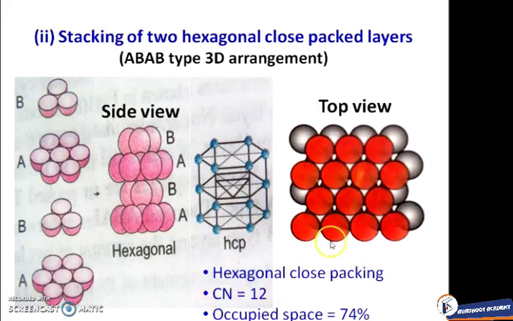Coordination number is 12. It means each sphere is in contact with 12 other spheres. For example, if you consider this, surrounding or adjacent to this, there are 6 spheres plus these 3, 6 plus 3, that is 9, and plus these 3, 9 plus 3, that is 12. Coordination number is 12 and occupied space is 74%.